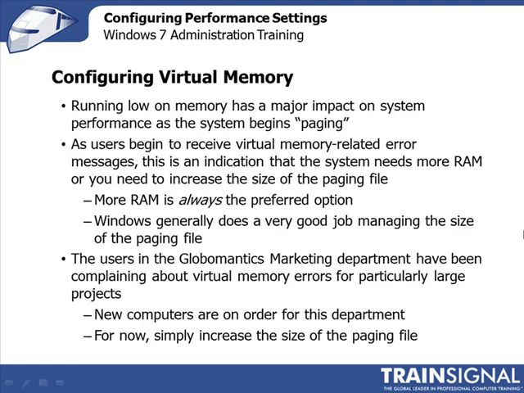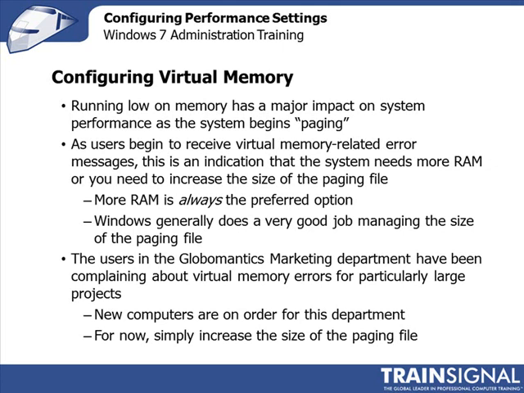As I mentioned, running low on memory has a significant impact on system performance as the system begins a process known as paging out to the disk. There will come a point at which users will begin to receive virtual memory related error messages on their screen. This is an indication that the system needs either more RAM added or the size of the paging file needs to be increased. Whenever possible, adding RAM is always the preferred option for the reason that I mentioned earlier. RAM is much faster than a disk, so RAM is the preferred option, although it's more expensive than disks, but not nearly as expensive as it used to be. RAM is actually pretty cheap these days.